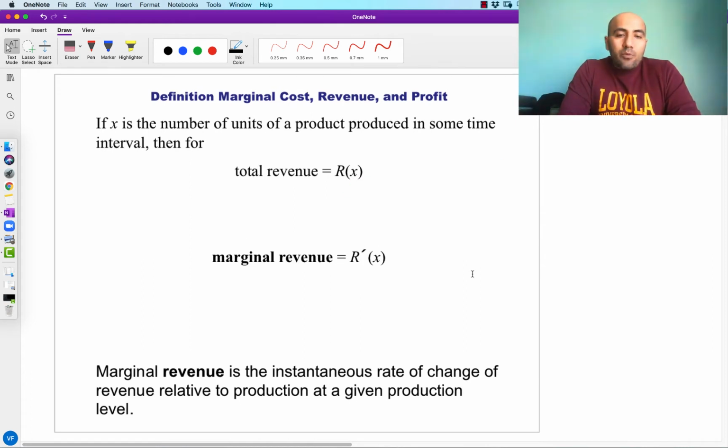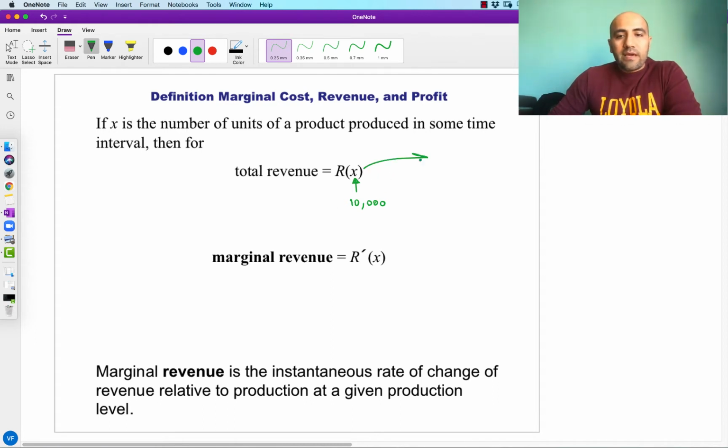Okay? All right, so next, more definitions. If X is the number of units of production produced in some time interval, then the total revenue is given by capital R of X. Capital R of X is the total revenue for X number of units. So again, sticking with my bicycles, what this tells me is that if I input the number of bicycles, let's stick to 10,000, the total revenue will be the total amount of money collected by selling all 10,000 of them.